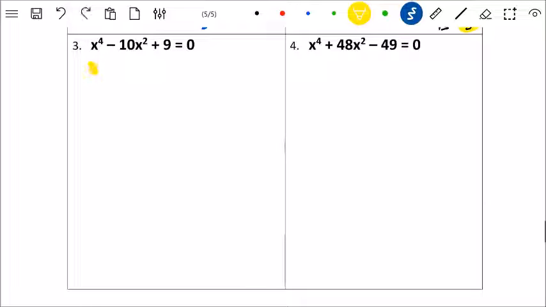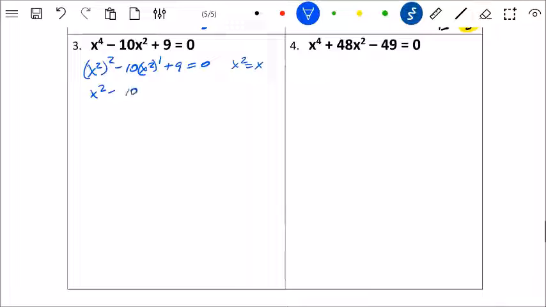I'm going to make this, let's put it back on the x squared minus 10(x squared) to the first plus 9 is equal to 0. So x squared is equal to x temporarily. So I have an x squared minus 10x plus 9 is equal to 0, which gives me an x. Let's see, we need to make 9, so we need two negatives, x minus 9 and x minus 1 is equal to 0. Then we'll put those x squareds back in.